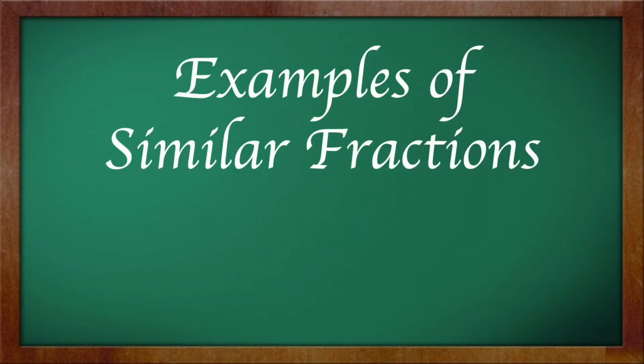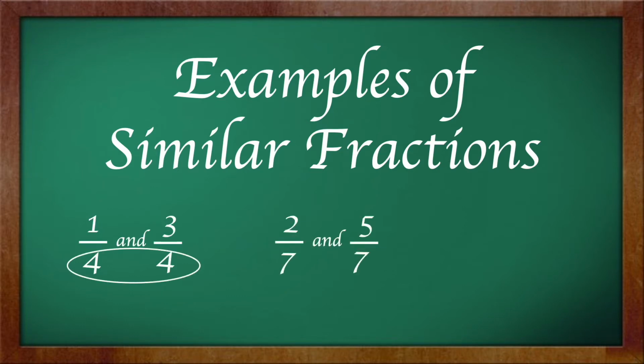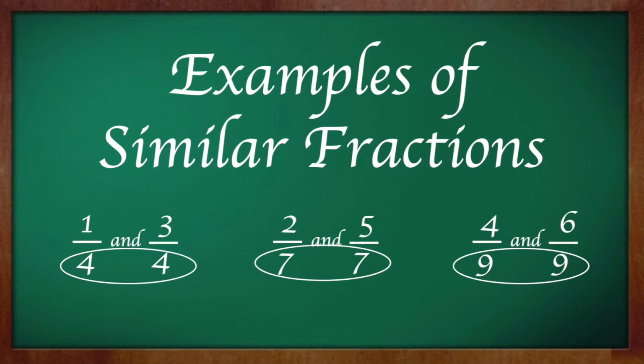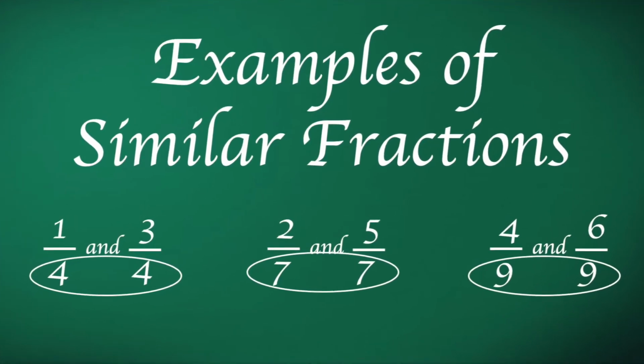Here are some examples of similar fractions. 1/4 and 3/4, whose common denominator is 4. 2/7 and 5/7, their common denominator is 7. And 4/9 and 6/9, the common denominator is 9.